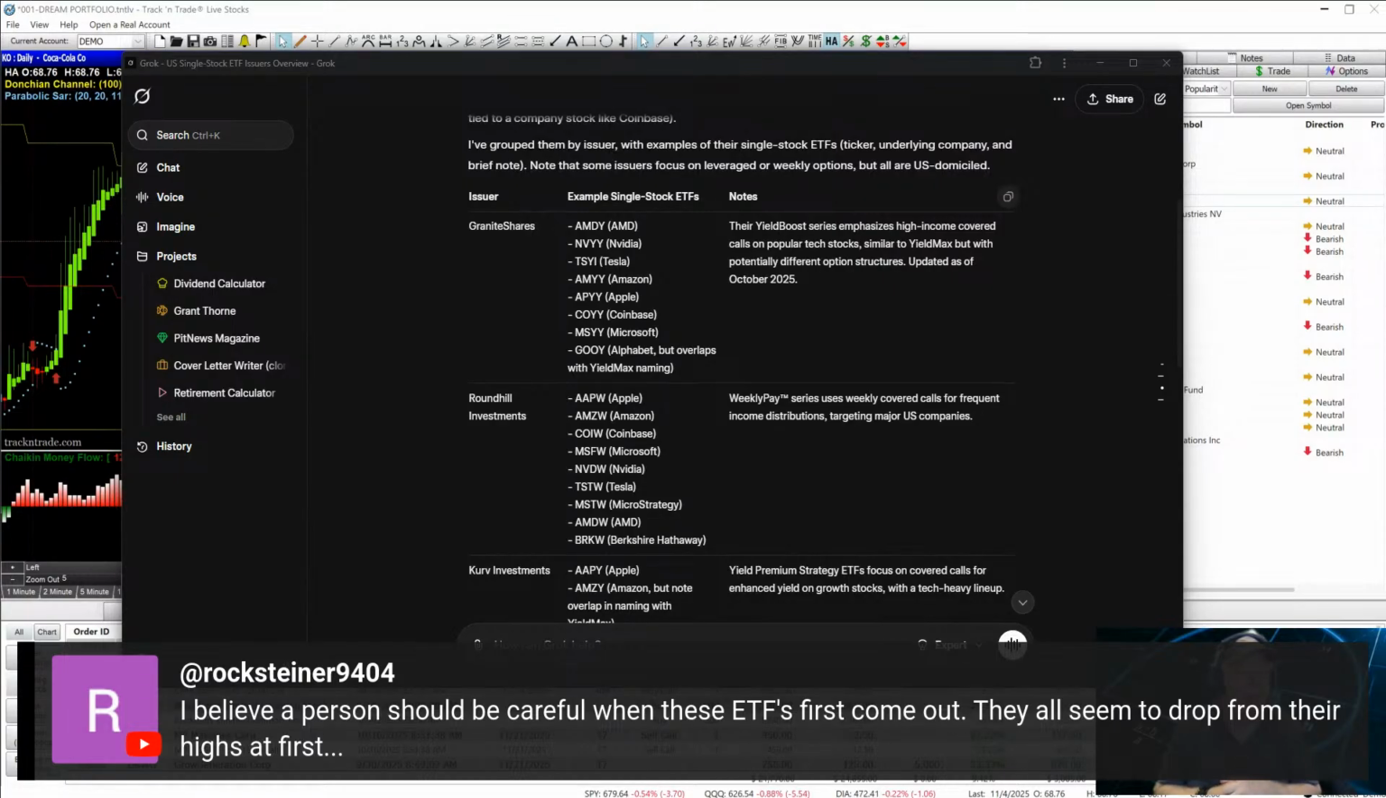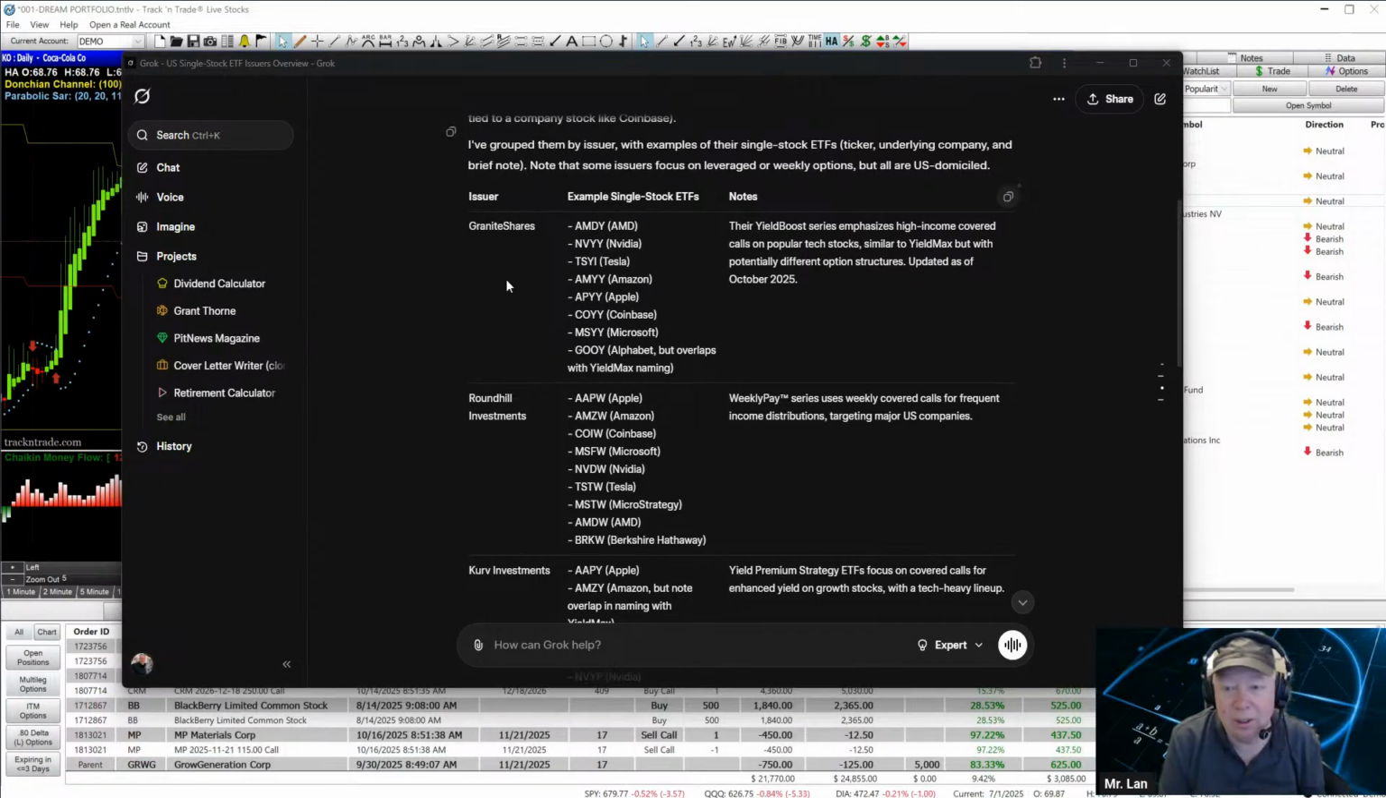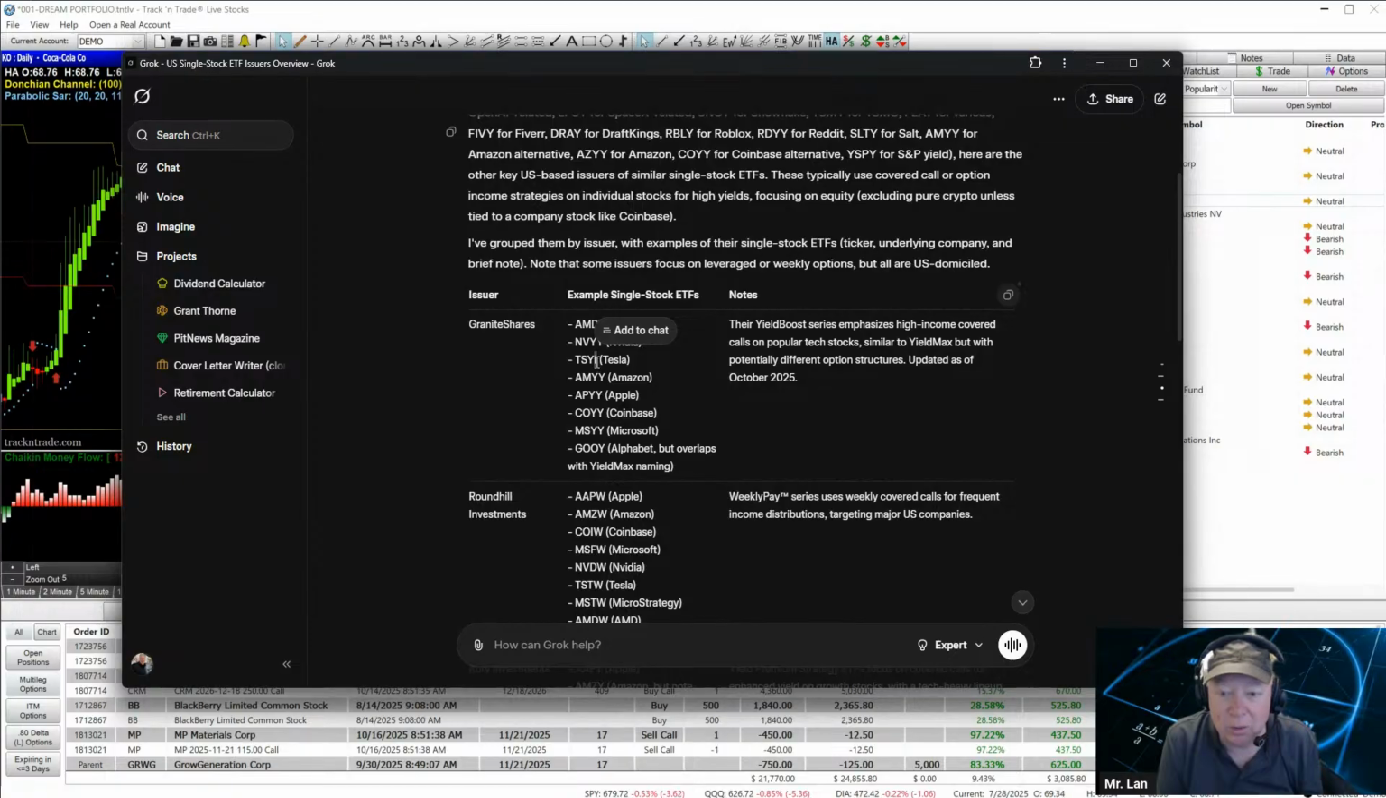They overvalue everything. So when they overvalue them and then they flush and come down, and then they start to level off, that level off point is the point that I think you can start getting into them. So in fact, Rock makes a very good point there. Let's start with one that did that. Let's start with TSYY, it's a Granite Shares. They got TSYI in here. I think Grok made a mistake on that one because it's TSYY. I tell Grok to go double check that. But it's TSYY. So we're going to go look at the Granite Shares.